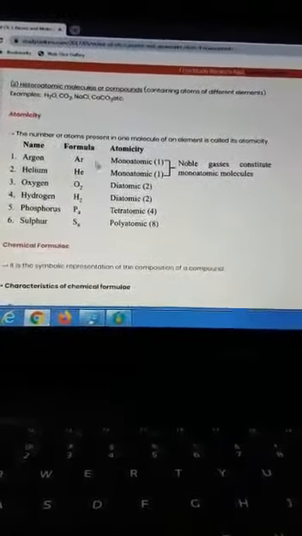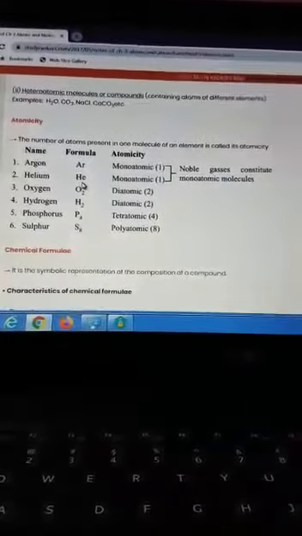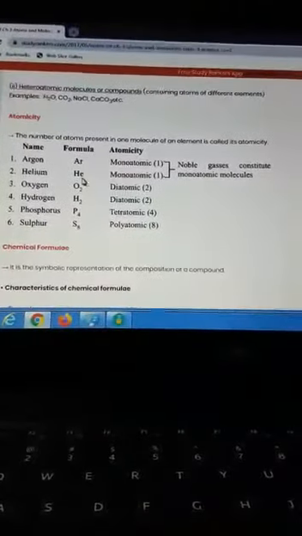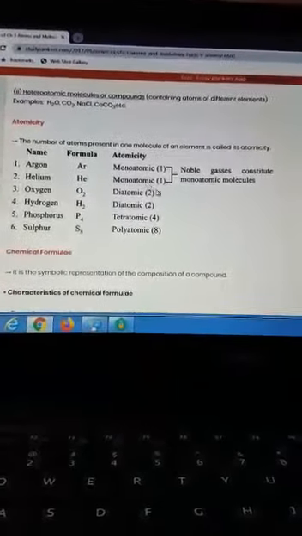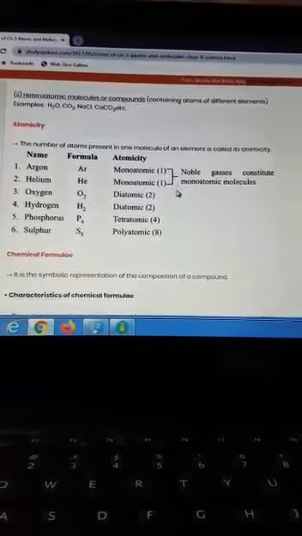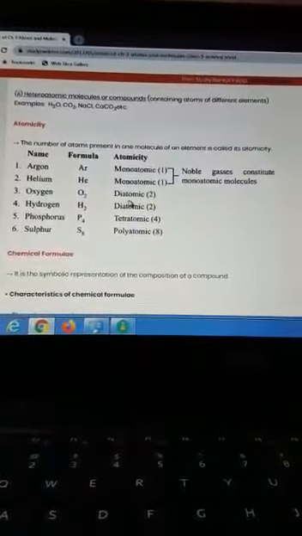So you will see that in case of argon and helium, as they are noble gases, they will not react with any other element, so they can remain as atoms. So a single atom is present, so they are monoatomic. If only a single atom is present, it is called monoatomic. If two atoms are present in the molecule, it is called diatomic.